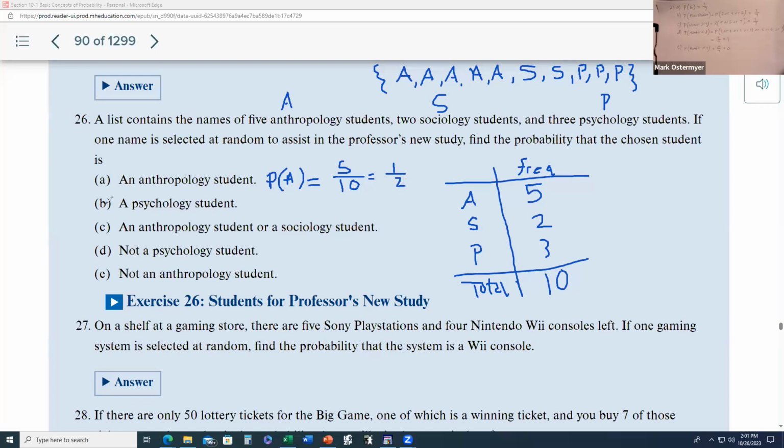All right, you do the other ones, B through E. Okay, call that classwork 2. Compute the rest of those probabilities.